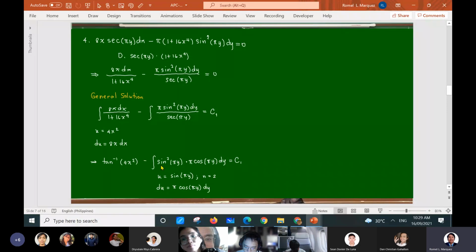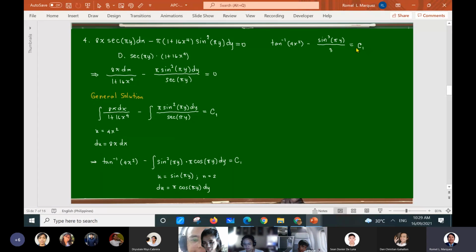So this is u to the n du. Power formula. So getting tangent inverse of 4x squared, then minus, what about here? Again, u to the n du. U to the n plus 1 all over n plus 1. Right side, c sub 1.